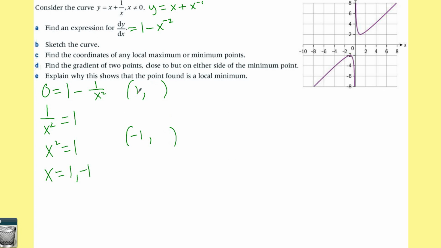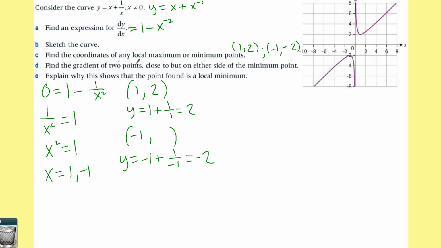So we plug 1 into our original equation. y equals 1 plus 1 over 1, that gets us 2. And we plug in negative 1: y equals negative 1 plus 1 over negative 1, and we get negative 2. Coincidence, but still, we found our answers. All right, we've got 2 turning points: negative 1, negative 2, and 1, 2.